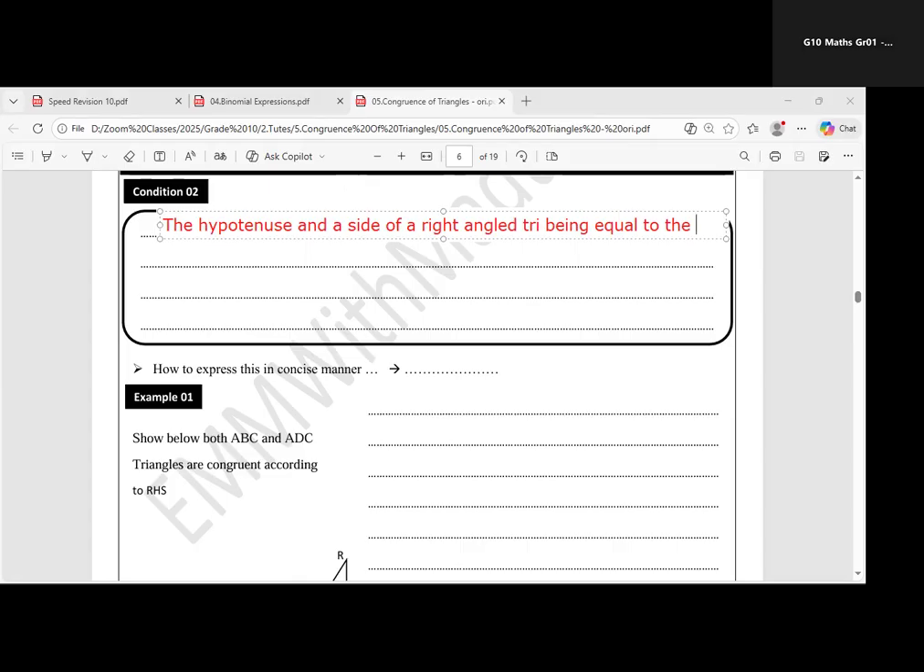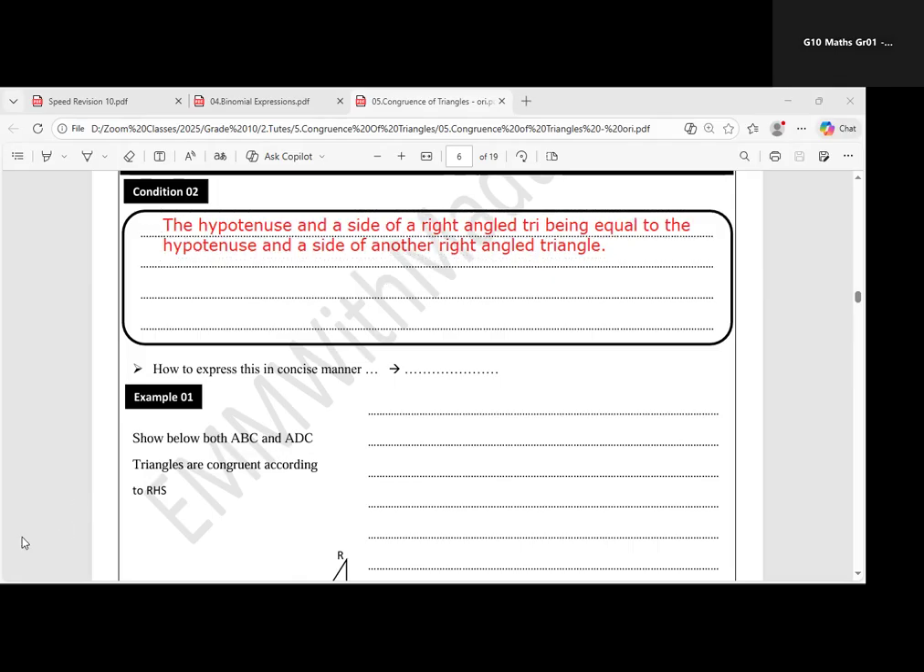to the hypotenuse and a side of another triangle. Another which triangle? Another right angle triangle. Well, this is the case 2. Case 2, right?